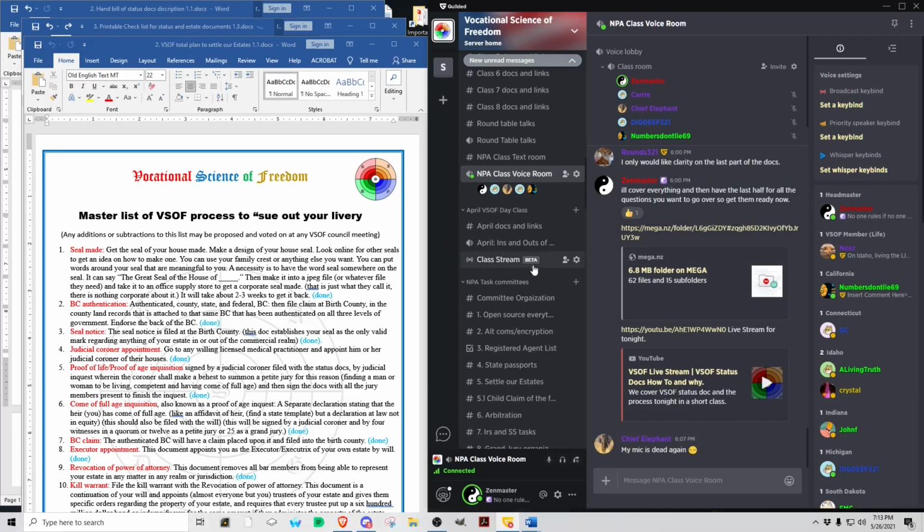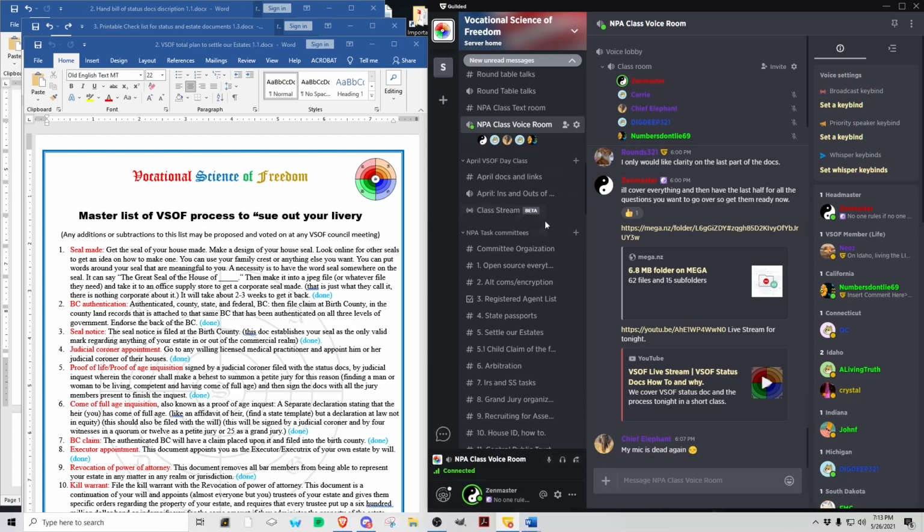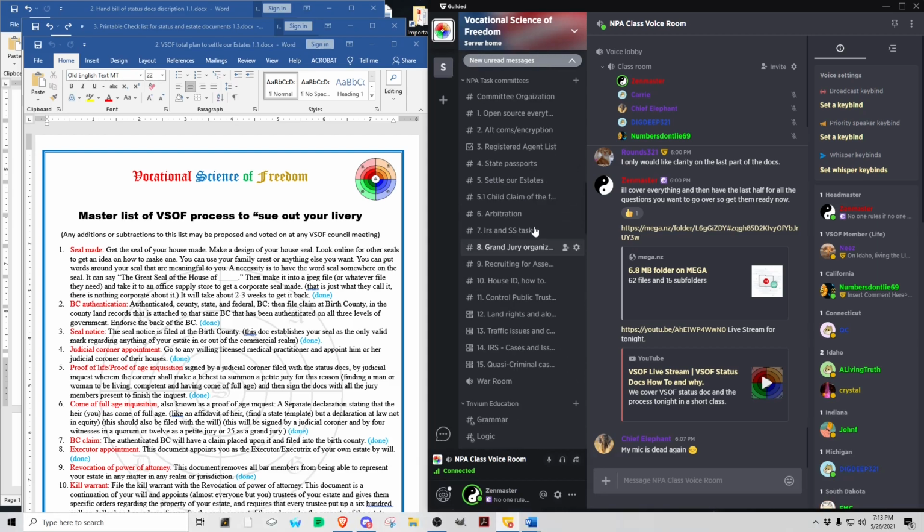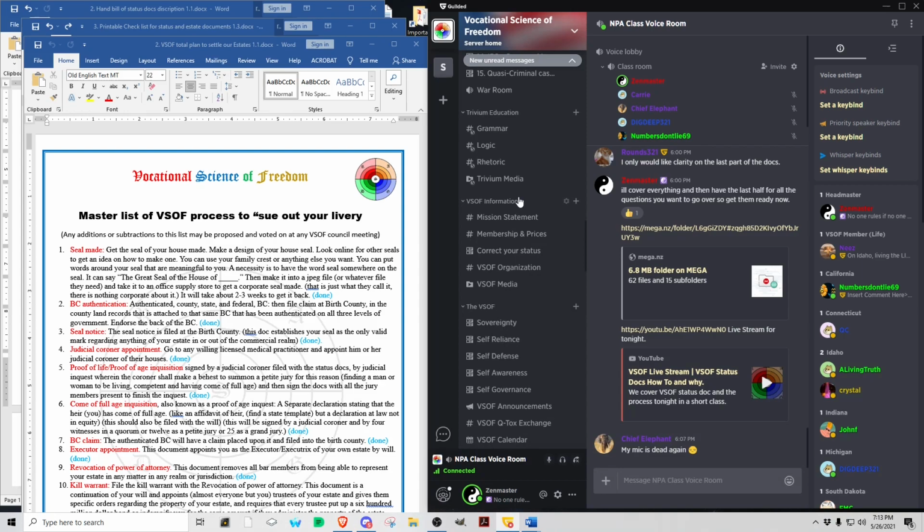Now the other places, and this is what I wanted to explain to everyone else that's on the server or watches this later, the links are located in a logical place. I know there's a lot of stuff that we have on our Gilded server, but if you go down to the Vocational Science of Freedom information section, or I guess they call it categories in Gilded, you go down to the VSOF information for categories, and you click on either membership and prices or correct your status.